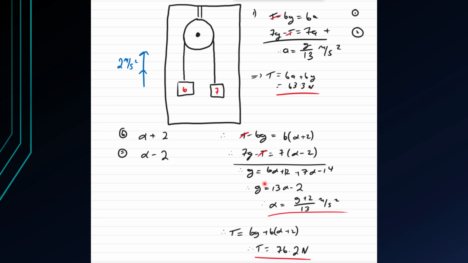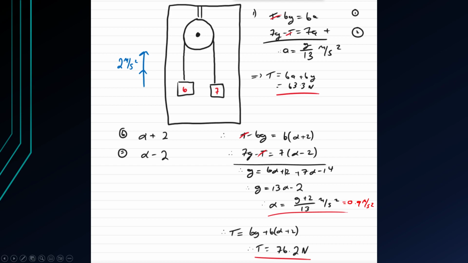So after solving simultaneously here, we get that g is 6 alpha plus 12 plus 7 alpha minus 14. So g is 13 alpha minus 2, which implies that alpha is (g plus 2) over 13 meters per second squared, which is about 0.9 meters per second squared if you're taking it just to that. So 0.9 meters per second squared.